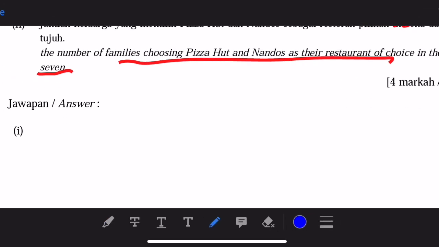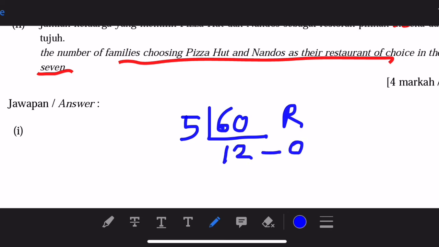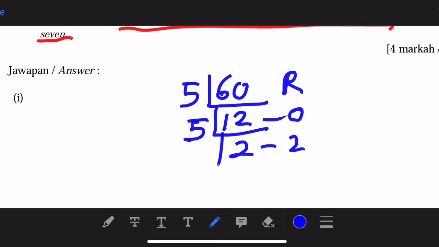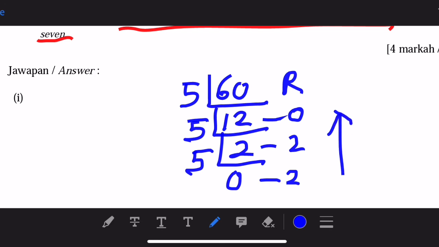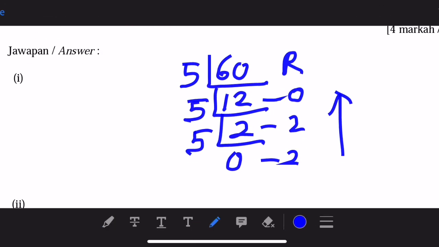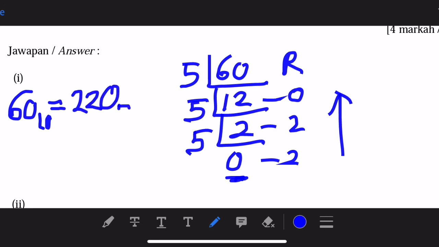Okay, 60, how to convert 60 to base 5? We divide by 5 and find the remainder. 12, remainder 0. 5, 2, remainder 2, right? You still remember how to do it? 5, 0, remainder 2. When we read, we always read from the bottom up. So remember, you must do until the 0 at the bottom, and when you read, also read from the bottom up. So 60 base 10 is equal to 220 base 5. That is the answer for number 1.